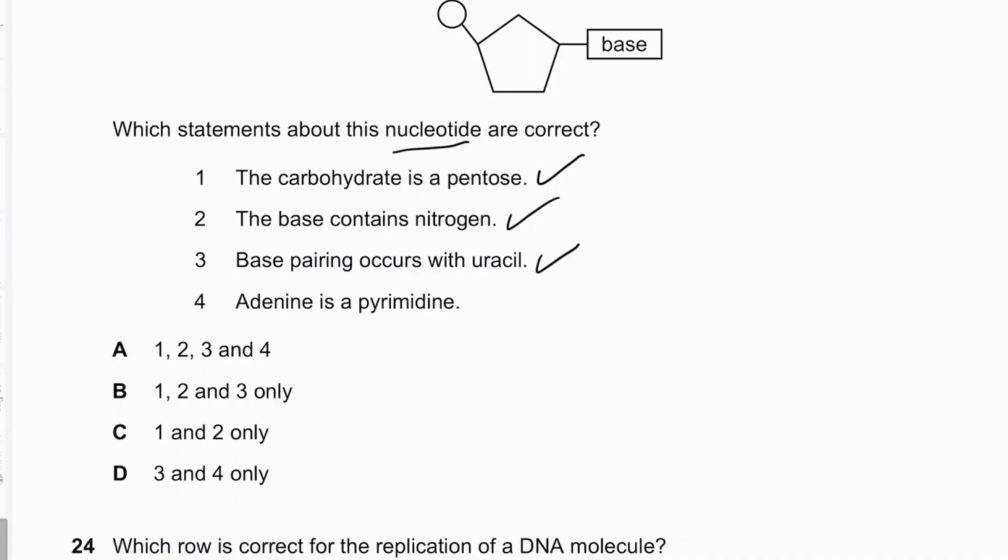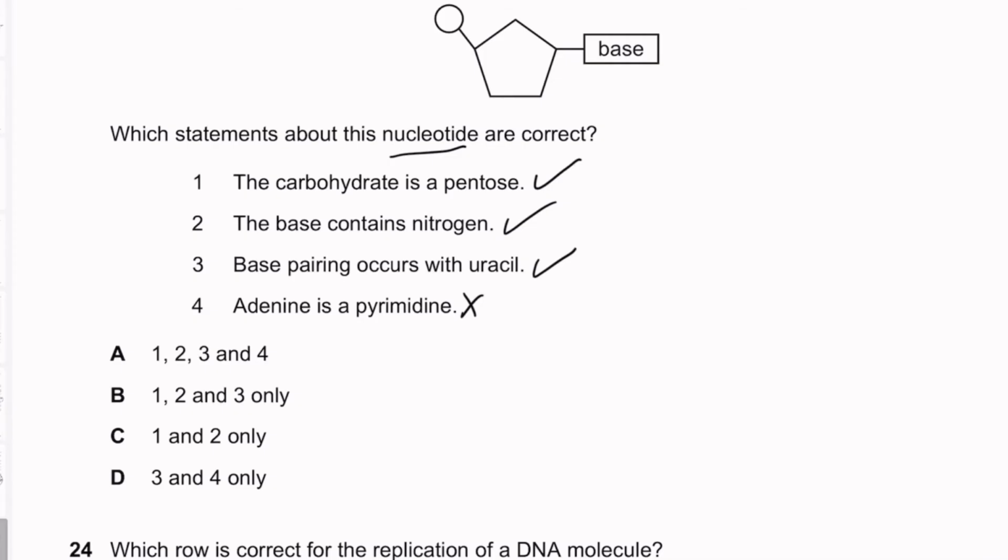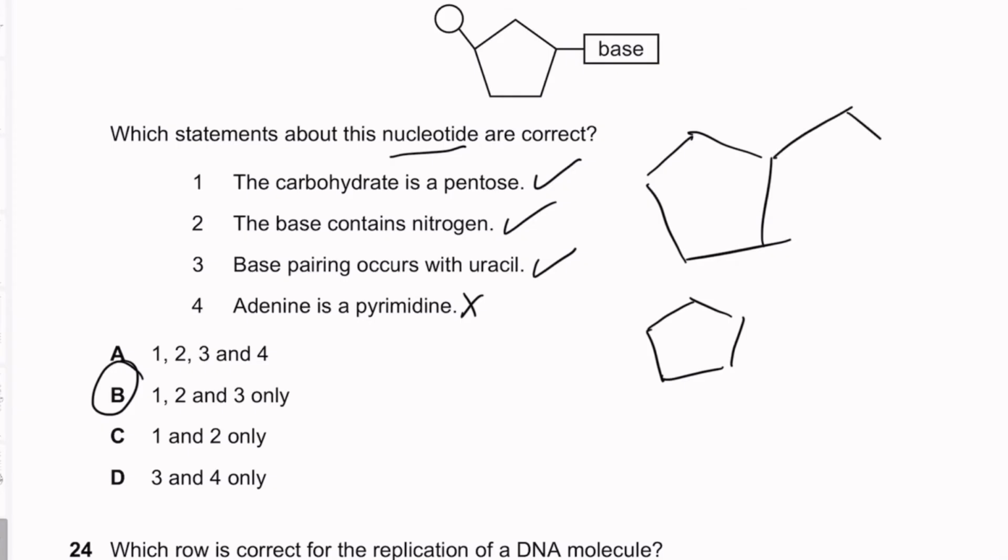Adenine is a pyrimidine. Actually, that's false. Adenine and guanine are purines. However, thymine, uracil, and cytosine are pyrimidines. So 1, 2, and 3 is B. And if you're not familiar with what a pyrimidine is, it's basically a nitrogenous base that has only a single ring structure. However, a purine is larger in size and has a double ring structure. Okay, now let's move on.